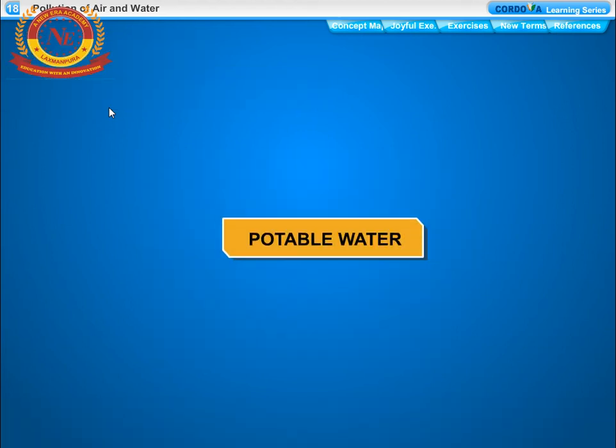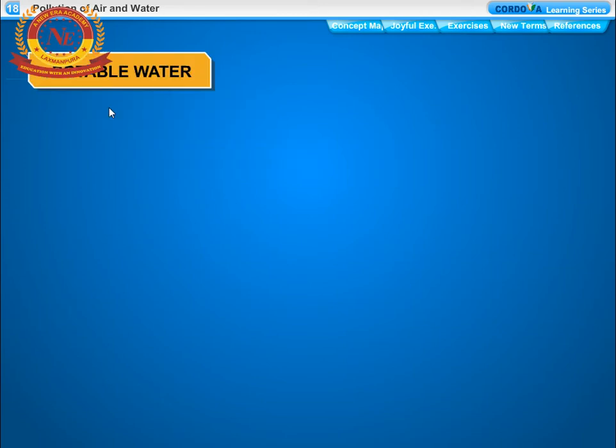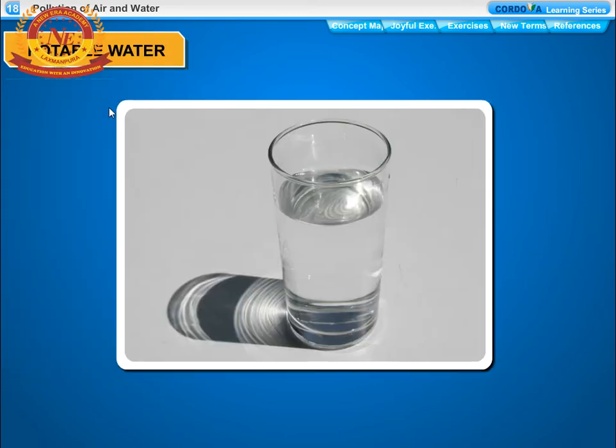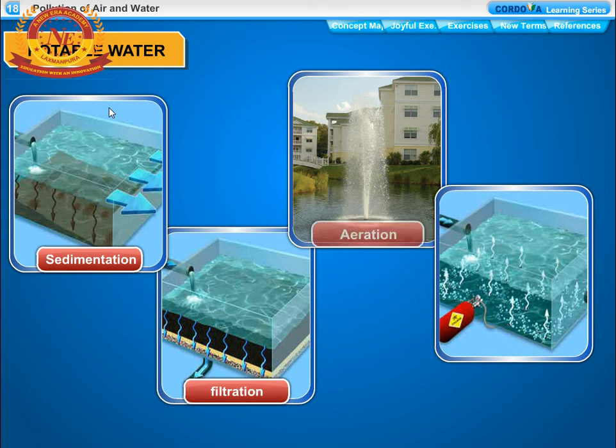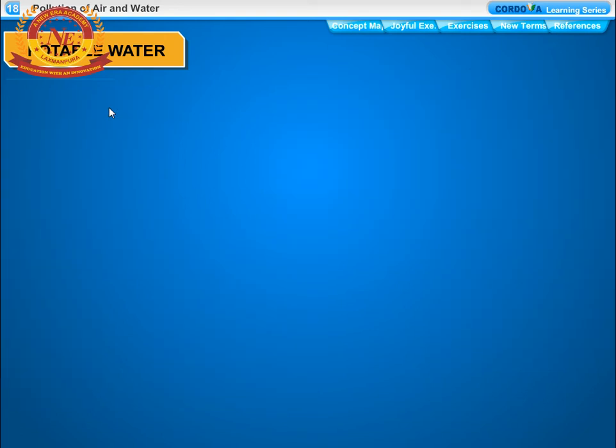Potable water. Water that is suitable for drinking is called potable water. Sedimentation, filtration, aeration, and chlorination are the various steps involved in the purification of river or lake water to make it fit for drinking purposes.